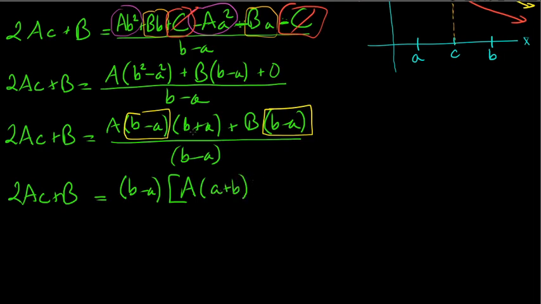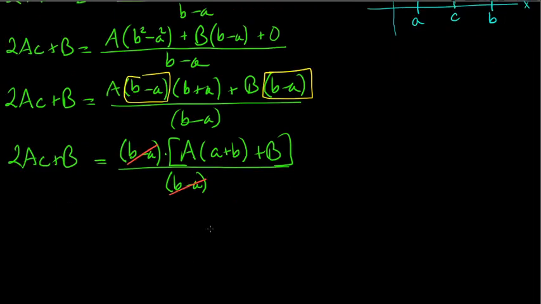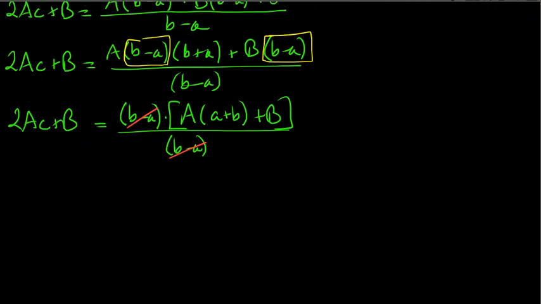Right? It's like 2 plus 3 is 3 plus 2, right? Plus capital B here. All over b minus a. And now that's a product, right? So you see where this is going now, I hope? These cancel. The b minus a's cancel. And now the left side is still 2 times a times little c plus b. The right side is a times a plus b plus b.